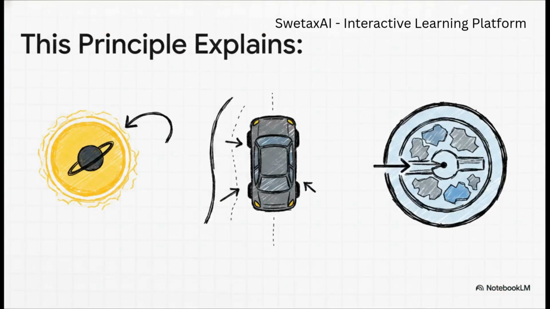Get this. The sun's gravity, that's the centripetal force, keeping Earth in orbit. The friction between your car's tires and the road when you take a turn, that's the centripetal force pulling your car into the curve. The wall of your washing machine during the spin cycle, it's providing the centripetal force that pushes the water out of your clothes. It is the exact same physics over and over again.